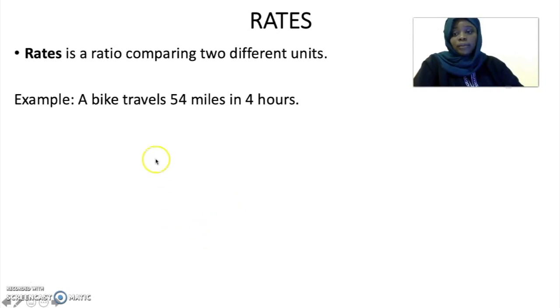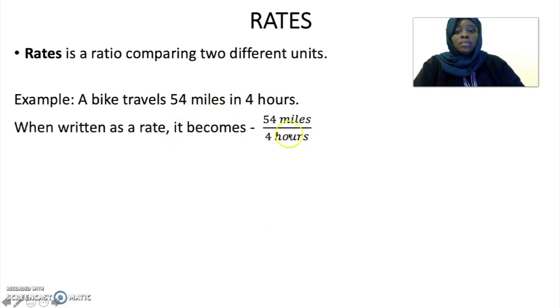Consider this example. A bike travels 54 miles in 4 hours. Distance and time, two different quantities. Miles and hours, two different units. When written as a rate, it becomes 54 miles per 4 hours. One thing to note here is when writing rates, ensure you write the units correctly.